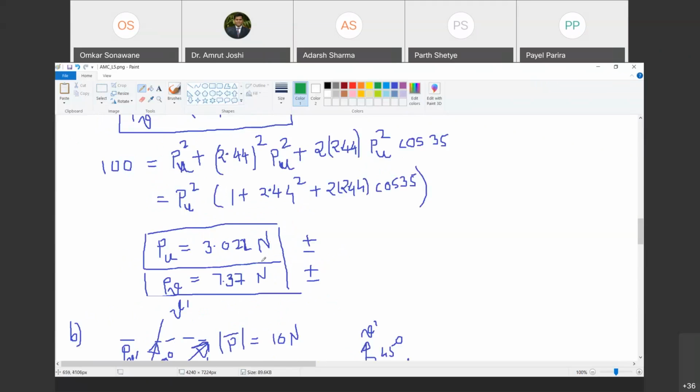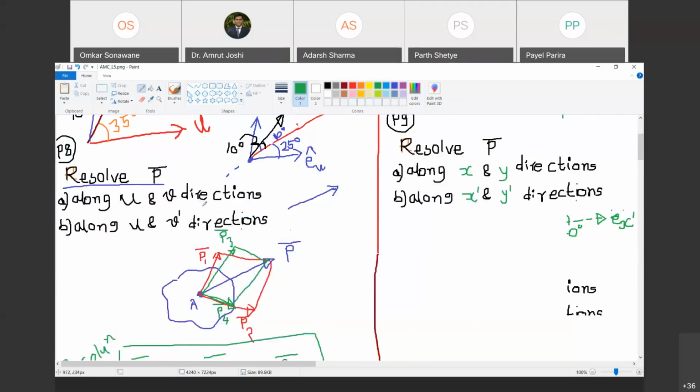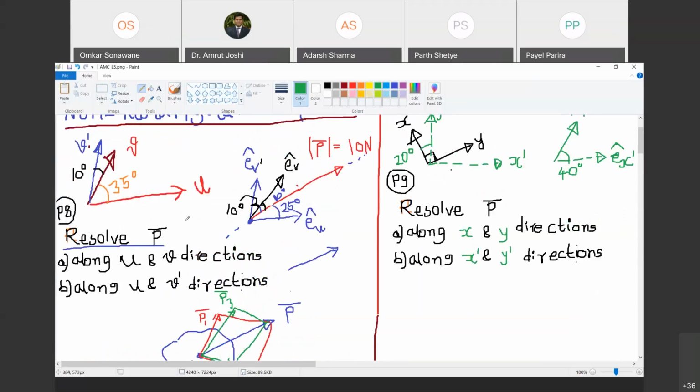And now we will conclude today's session by just defining what rectangular components are. तो जिन दो डायरेक्शन के अलॉन्ग आपको फोर्स को रिजॉल्व करना है, उन दो डायरेक्शन के बीच में अगर एंगल 90 डिग्री है तो हम उन कंपोनेंट्स को रेक्टेंगुलर कंपोनेंट्स बोलते हैं. आर यू विद मी? Yes. हाँ. सो रेक्टेंगुलर कंपोनेंट कैसे करते हैं उसके बारे में कल सोचेंगे.